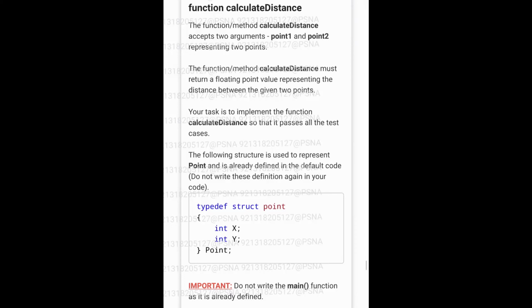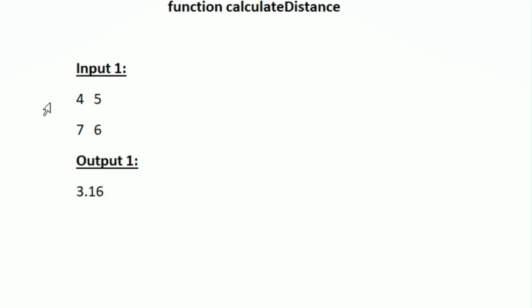This is the question asked in today's SkillRack daily challenge. In the first line of our input, we are given two integers which represent a coordinate in a graph, and in the next line we are given another point. These are the two given points, and now our task is to calculate the distance between these 2 points.